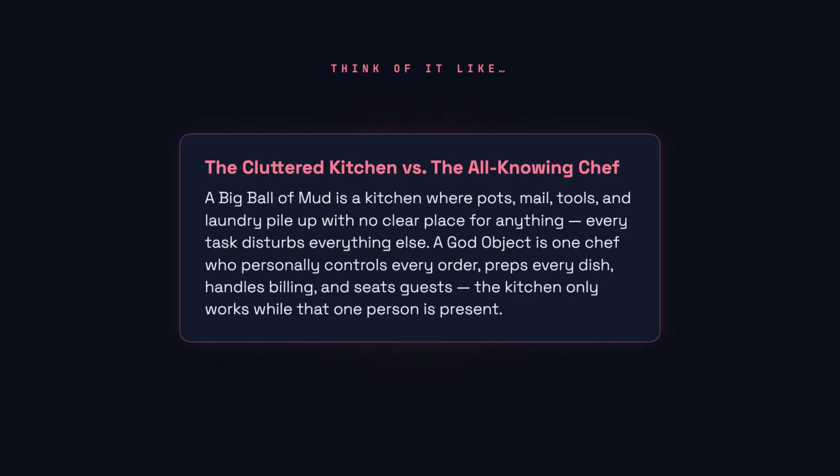Picture two failing restaurants. In the first, the kitchen has no organization. Utensils, receipts, and food all share the same surface, so touching anything risks breaking something else. In the second, a single all-powerful chef makes every decision personally, creating a bottleneck that the whole operation depends on. These two images map directly onto the two anti-patterns we are studying.